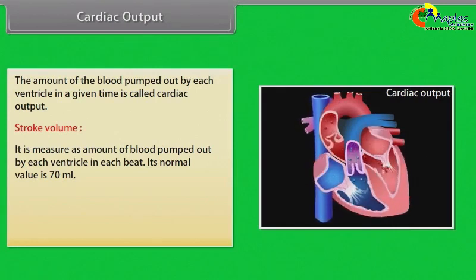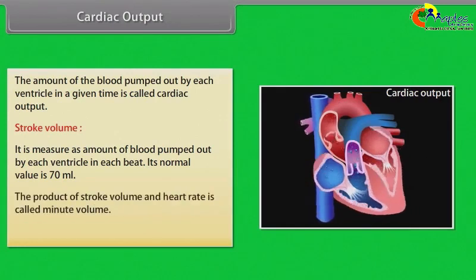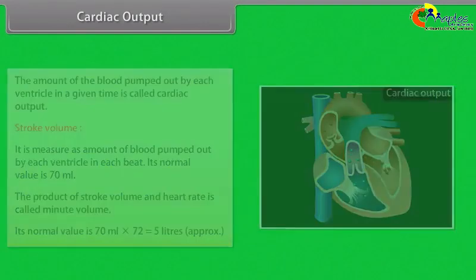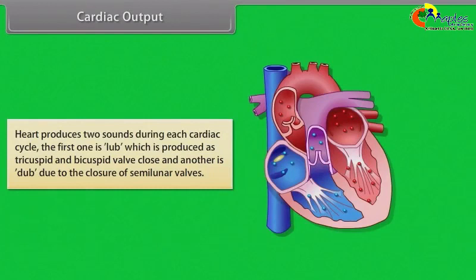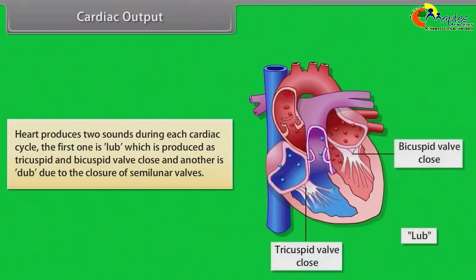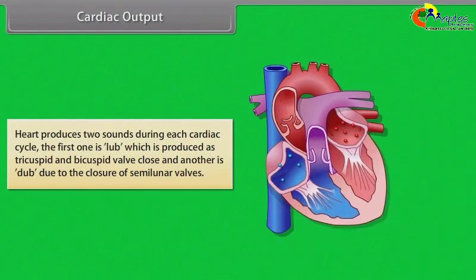The product of stroke volume and heart rate is called minute volume. Its normal value is 70 milliliters into 72 equals approximately 5 liters. The heart produces two sounds during each cardiac cycle. The first one is lub, which is produced as tricuspid and bicuspid valves close, and another is dub, due to the closure of semilunar valves.